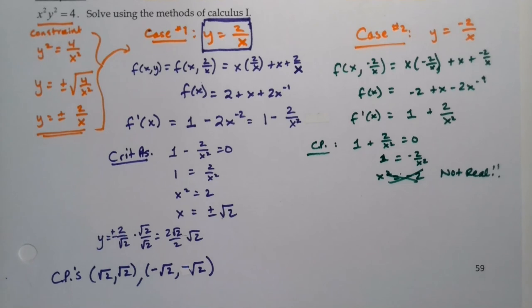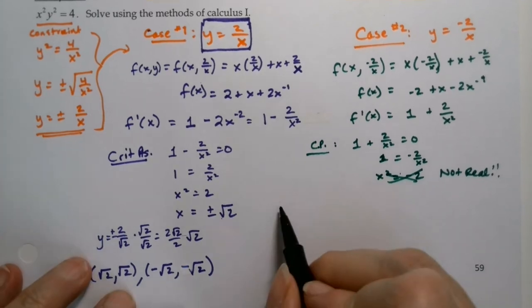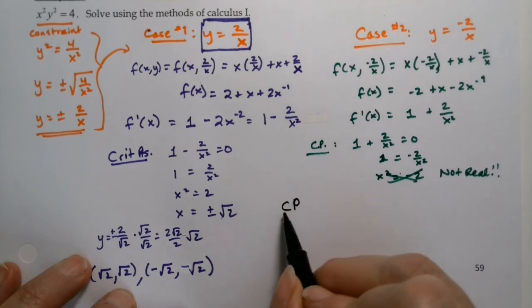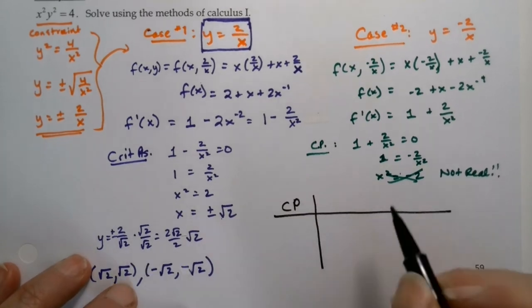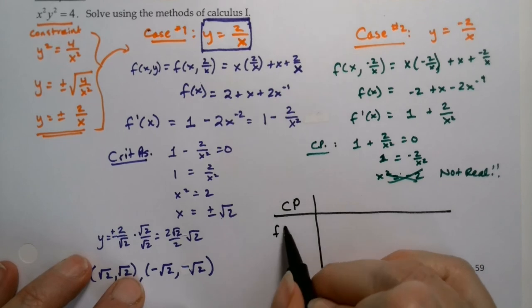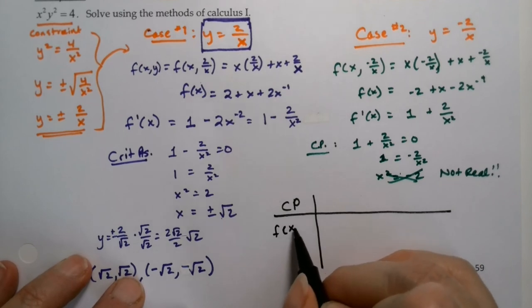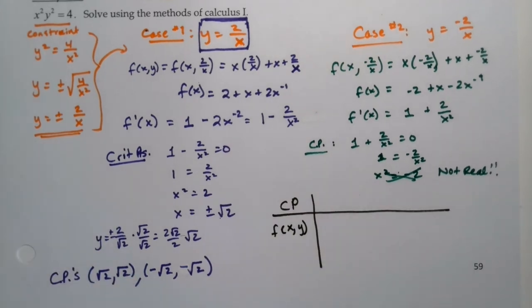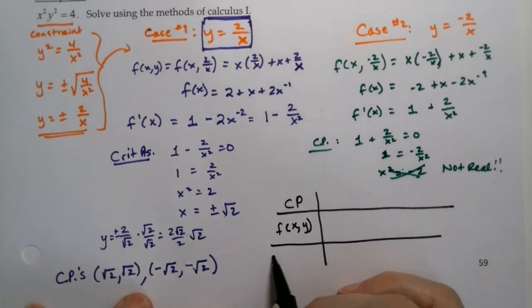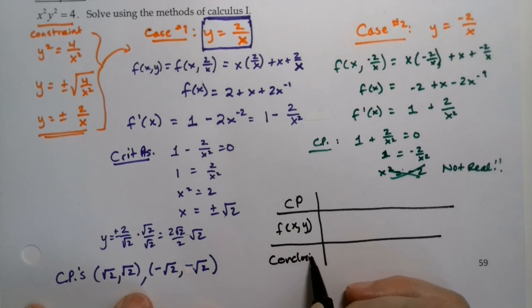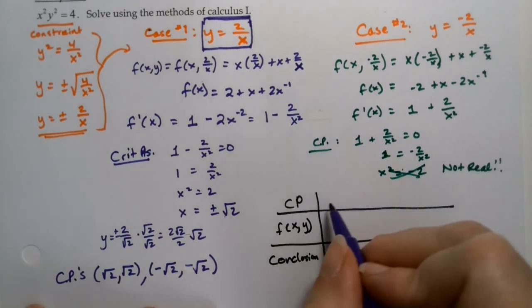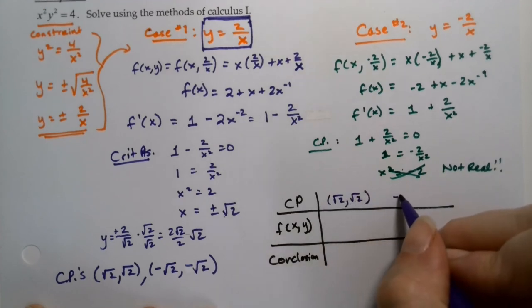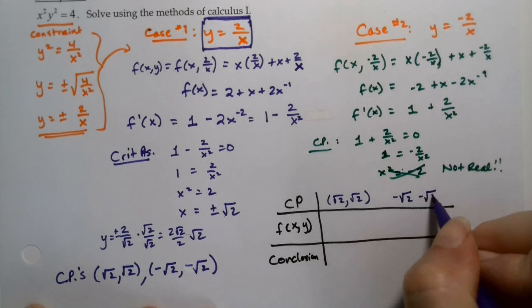So then we would go make a table. We make a table with our critical points. We can go either way. So critical points, and then our f of x, y values, and then our conclusions down here. The only critical points we have are square root of 2, square root of 2, and negative square root of 2, negative square root of 2.